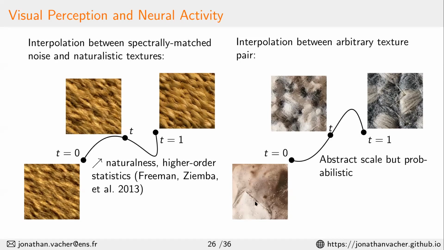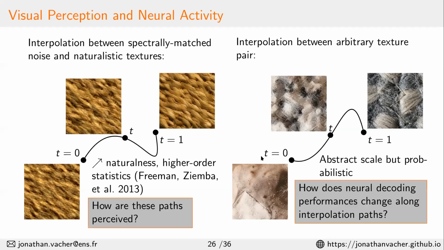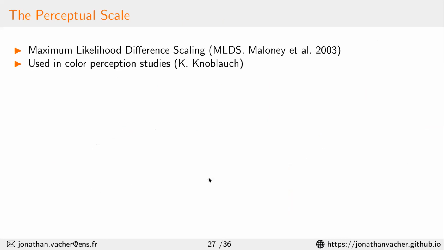And what is appealing is that all of it depends on probability distribution in the layer of the network. And so you can ask the question how the paths are perceived, and also about how the neural activity changes along the path. Yet I will focus on how the path is perceived here.